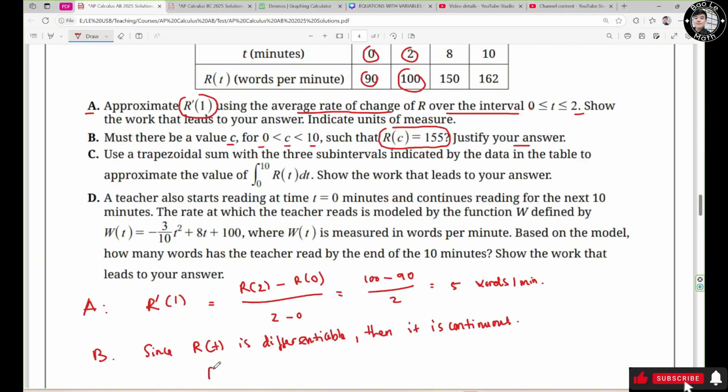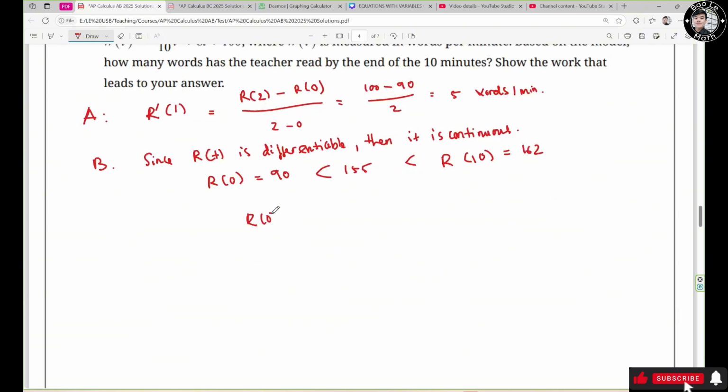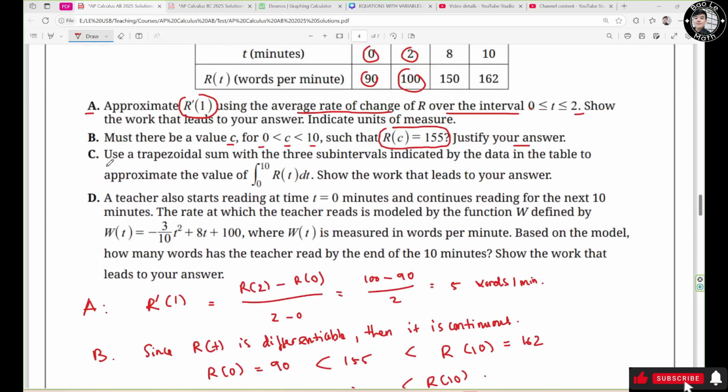Now we're going to check r0, r10. r0 equals 90, right? r10 equals 162, right? This guy less than 155 and 155 less than this one, right? But 155 is r of c, right? So you have r of 0 less than r of c less than r of 10, right? So you need to say by the intermediate value theorem, there must be a number c where c from 0 to 10 such that r of c equals 155. Alright, let's move on to question C.